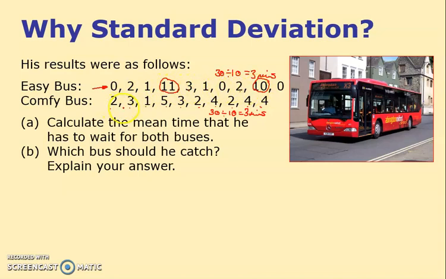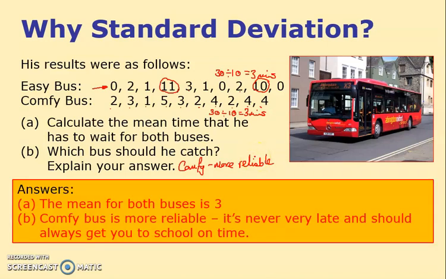Whereas this bus, it's never on time, but it's never very late. The worst it ever is is 5 minutes late. You can see usually it's 2, 3, 1, 5, 3, 2, 4, 2, 4, 4. It's broadly, predictably, a couple of minutes late. Well, 3 minutes late. So I would personally catch the comfy bus because it's more reliable. And this idea of reliability, or less spread out data, is what I'm getting at here. So it's never very late, and it should always get you to school on time.